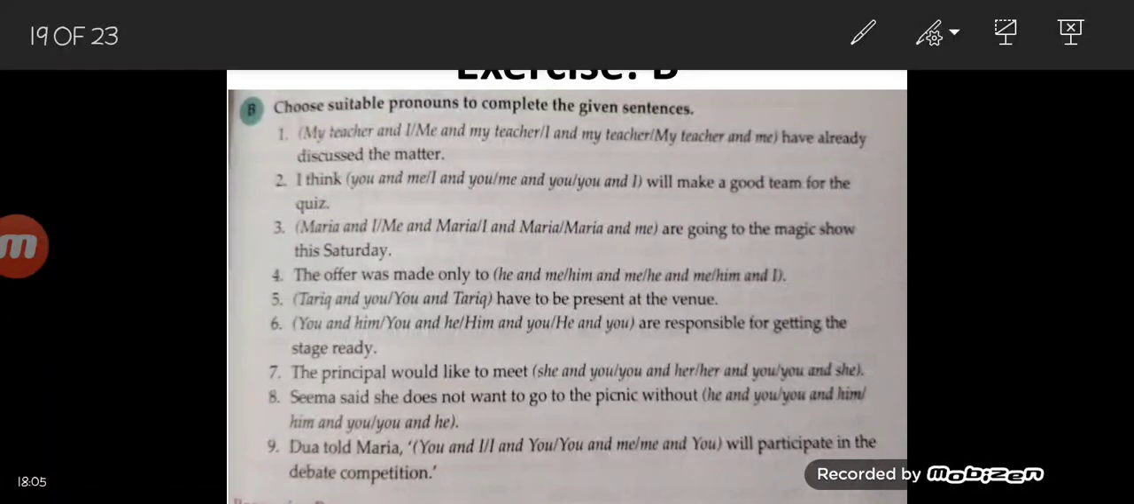The seventh option, the principal would like to meet she and you, you and her, her and you, you and she. The correct option is you and her. The principal would like to meet you and her. Seema said she does not want to go to the picnic without he and you, you and him, him and you, or you and he. The correct option is you and him. Seema said she does not want to go to the picnic without you and him.